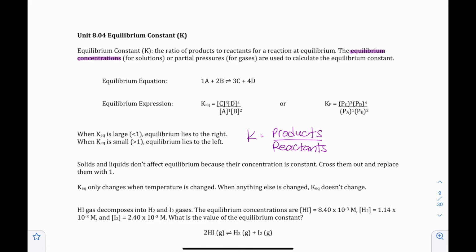We can also use K equals products over reactants with partial pressures when the reactants and products are gases. So the equilibrium pressure of the products over the equilibrium pressure of the reactants, raised to their respective coefficients from the balanced equation.